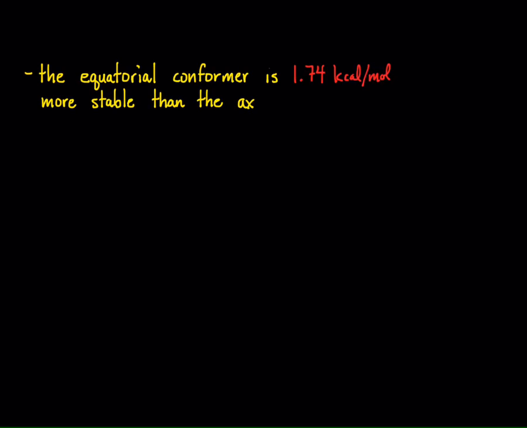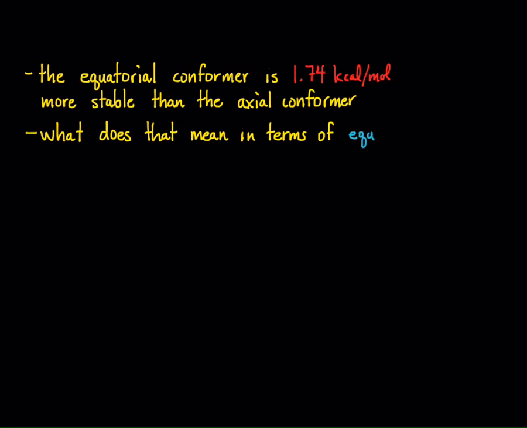Now it happens that the equatorial conformer is 1.74 kilocalories per mole more stable than the axial. We can measure that. But what does that mean in terms of equilibrium, right? Well, going back to basic general chemistry, we know something about energies, and we know that the Gibbs free energy equals the negative RT times the natural log of K. So that 1.74 is the free energy associated with the difference in the stability between the equatorial and the axial conformations.